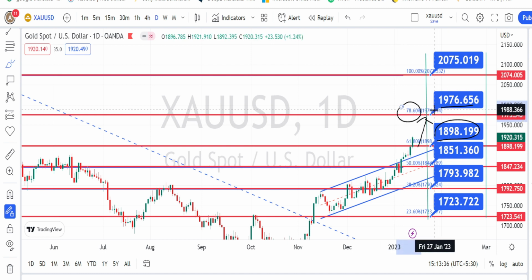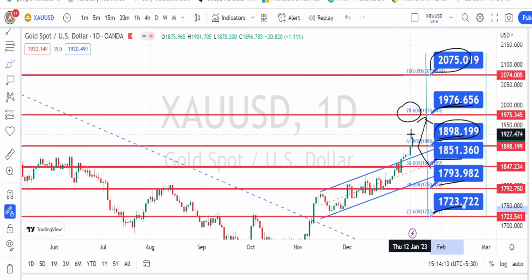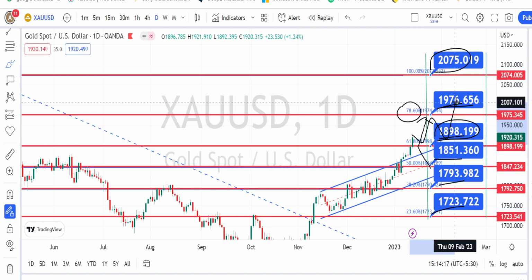And if the price action breaks this resistance level of 1976, we can expect it to retest the resistance level of 2075. And if the price action breaks this support level of 1898, next level of support is going to be around 1850, 1793 and 1723. For now, the current trend of the price action in daily time frame is on a bullish trend.